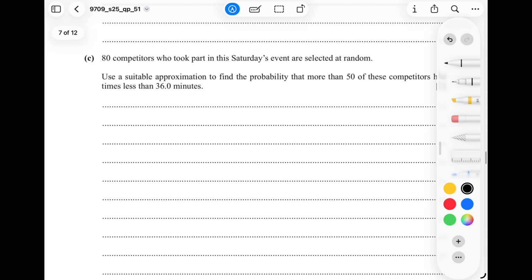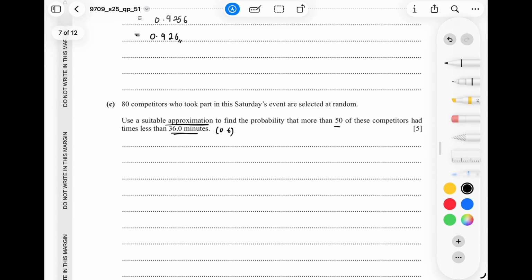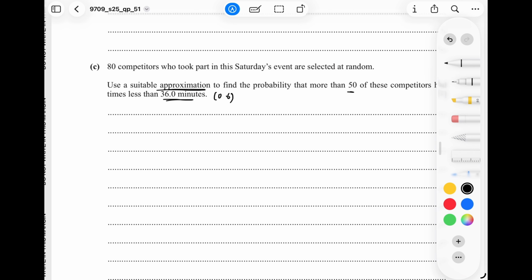And this one, part C, says 80 competitors took part. They're selected at random. Use a suitable approximation to find the probability that more than 50 had a time less than this. We already know the probability for that is 0.6 from the previous question. So when they say approximation, you're going to have something in binomial and then convert it to normal. First, binomial distribution: X, a total of 80 people took part and the probability of success is 0.6.